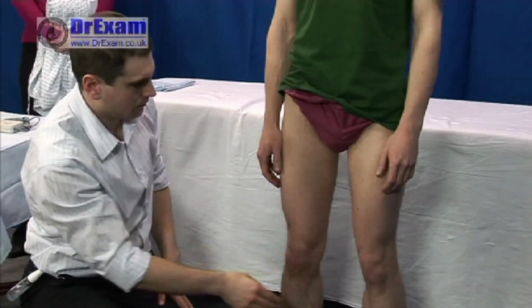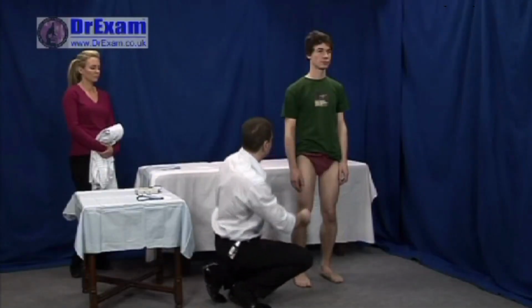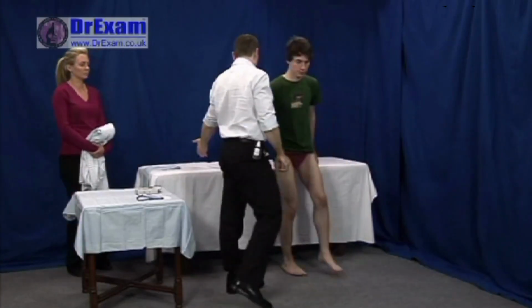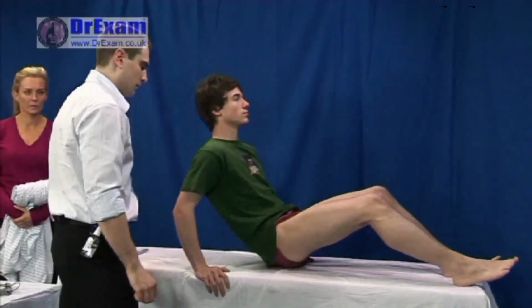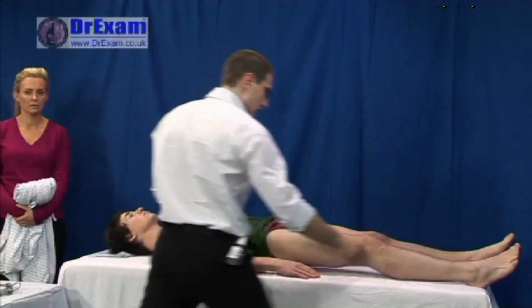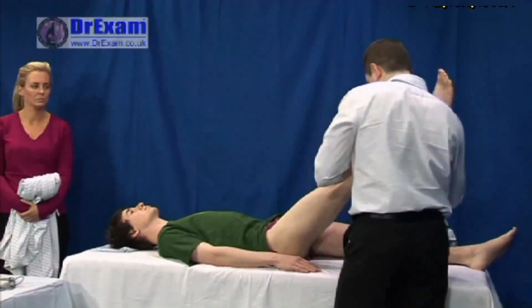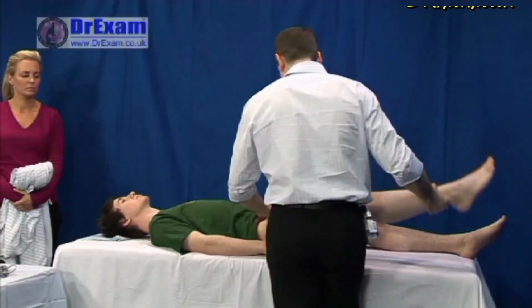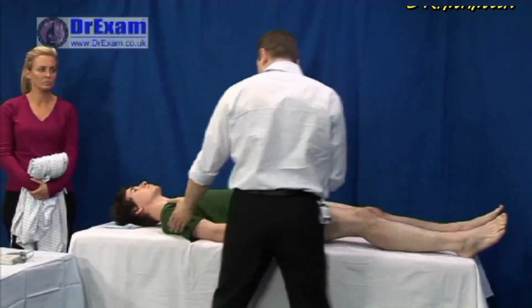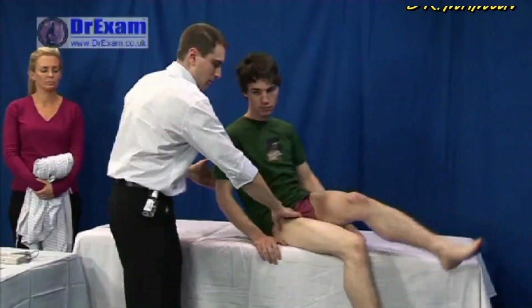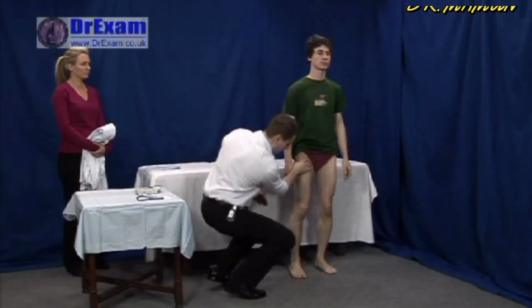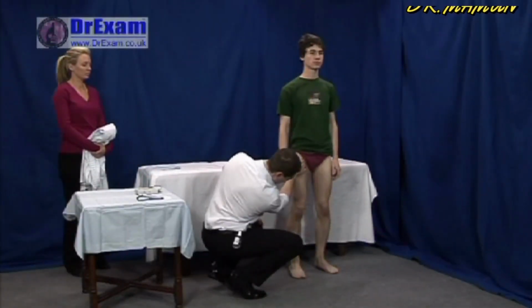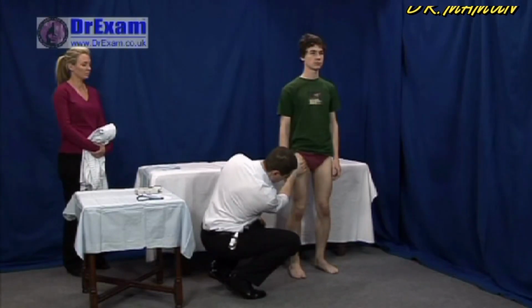You may then move on to Trendelenburg test. Lie the patient down and empty any veins by milking them proximally. Put pressure over the saphenofemoral junction and ask the patient to stand. If this achieves control, then there is possible saphenofemoral junction incompetence.